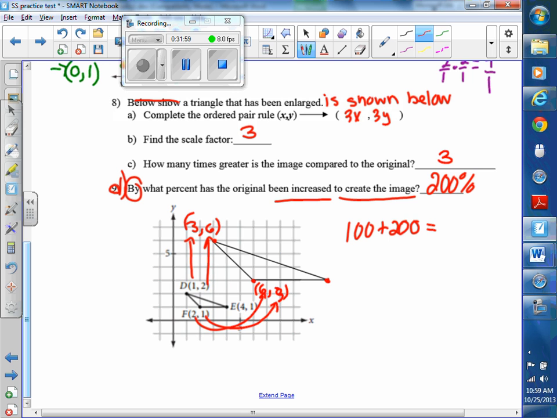Joni, so sorry to interrupt you. Are you teaching him proportions? No. Scale factors. Okay. All right.